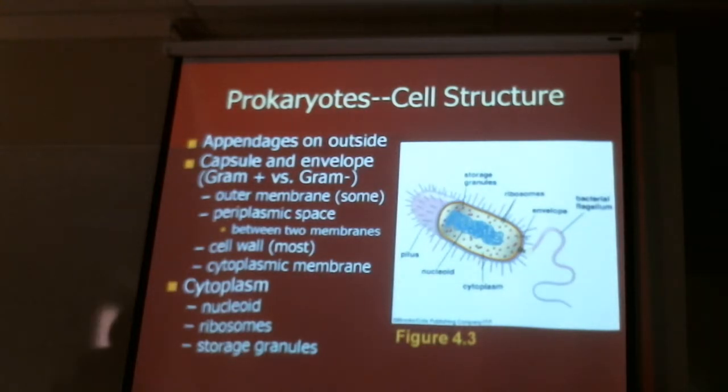You'll have a periplasmic space between membranes. You got a cell wall for most organisms under this prokaryotic category. Couple of things like mycoplasmas, there's a few little guys out there that lack a cell wall. And then you have a cytoplasmic membrane. Now in the cytoplasm, you got the nucleoid area. It's where your DNA is just wadded up in there. Ribosomes for protein production and also storage granules. So that's the kind of thing you'd find in the cytoplasm.